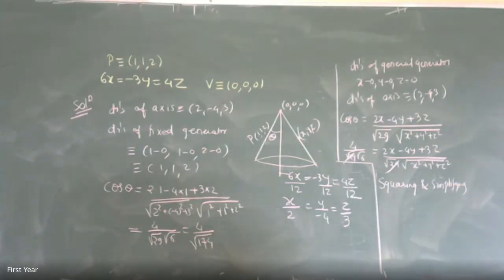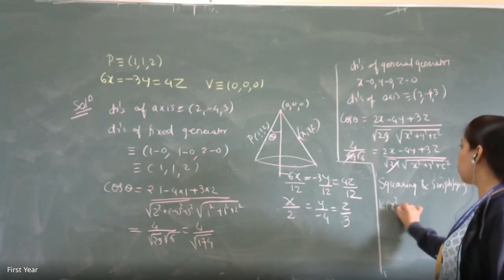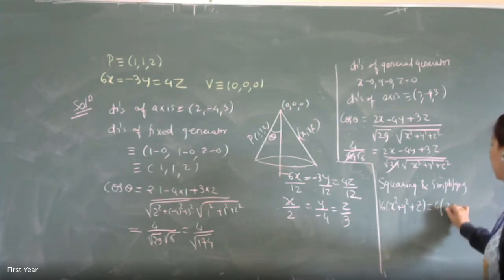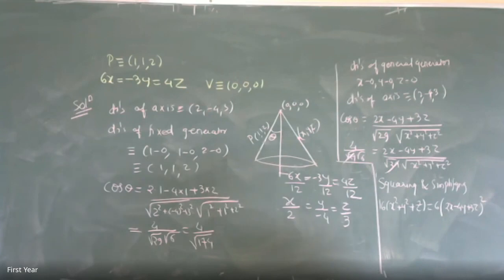Final answer, you can tell me the answer quickly. 6 and 4, 24. This is 16. Do the calculations and tell me. So it is 16 into x square plus y square plus z square is equal to 6 into 2x minus 4y plus 3z the whole square. So 16 minus 4 into 6 is 24. So it will be 8.